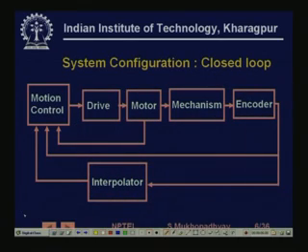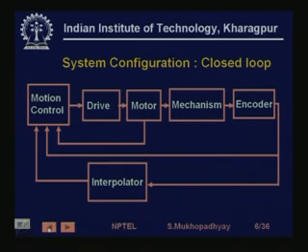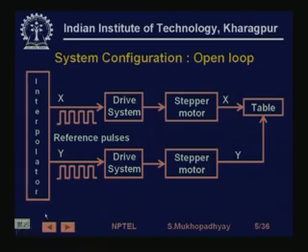The difference between an open loop and closed loop system is that, as you might have noticed, in the open loop system there is no feedback from the table motion. So the interpolator assumes that once it asks the table to move along a certain direction, it will move.